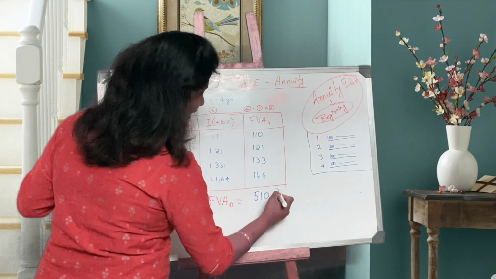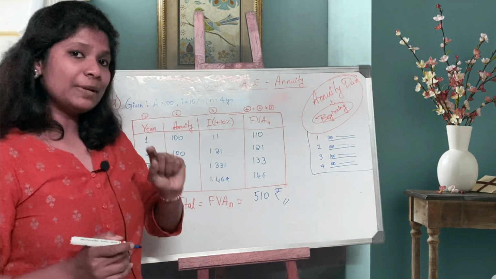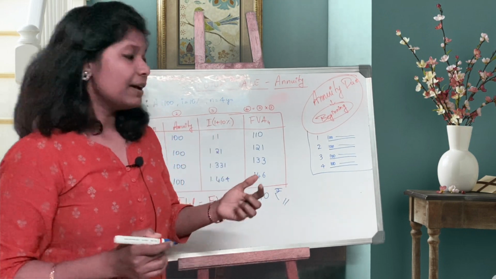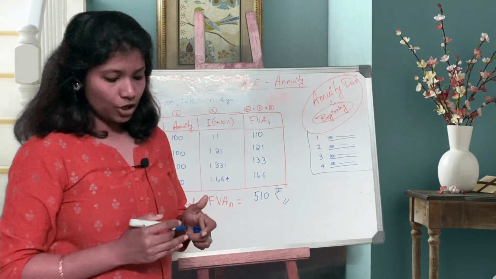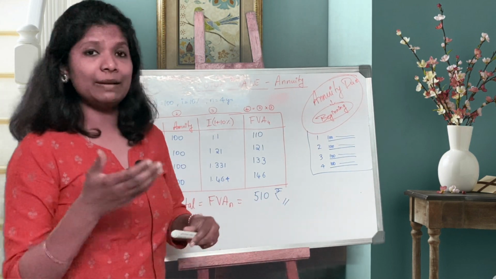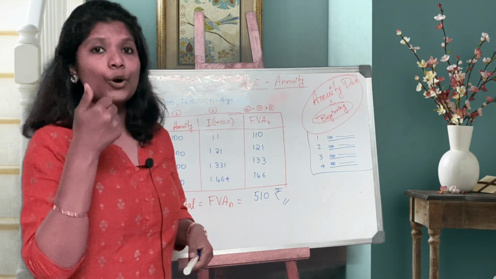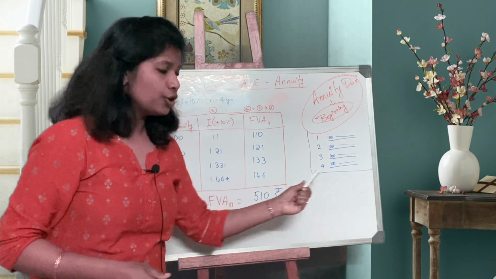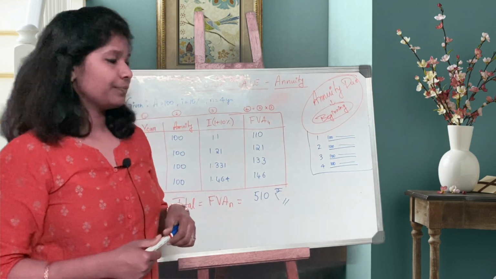510 rupees in total. Now remember, when the payments were made at the end, we got an amount of 464. When the payments are made at the beginning, I'm getting 510 rupees. So which one is a better option? Payments made at the end or beginning? Of course, payments made at the beginning, because you'll get one more interest period that you can account to the whole of the future value of the annuity.